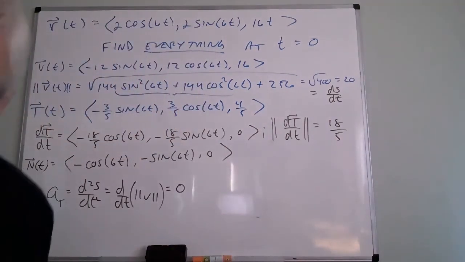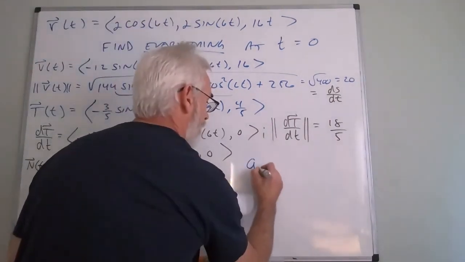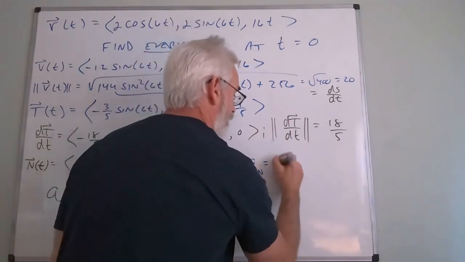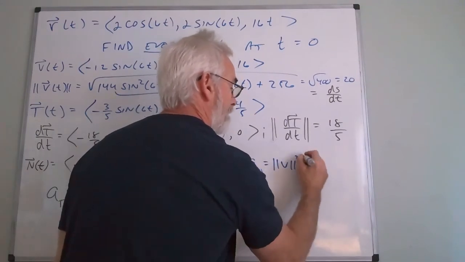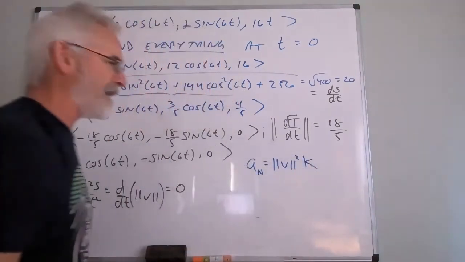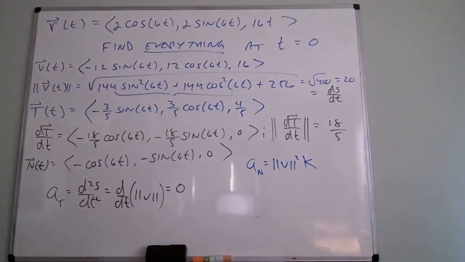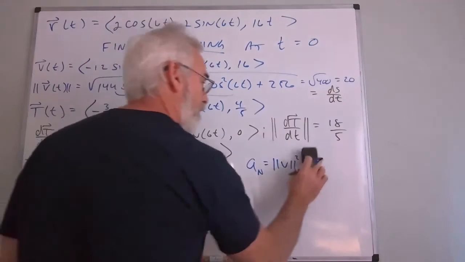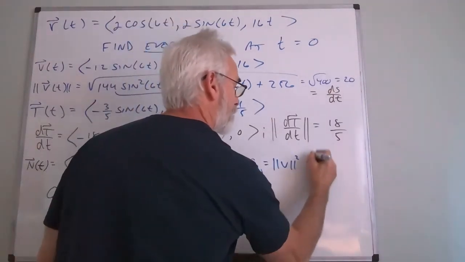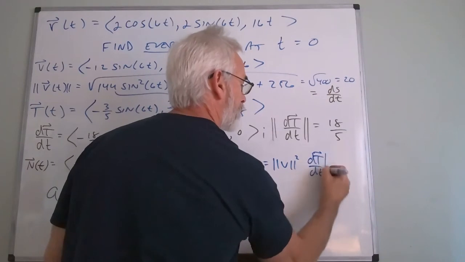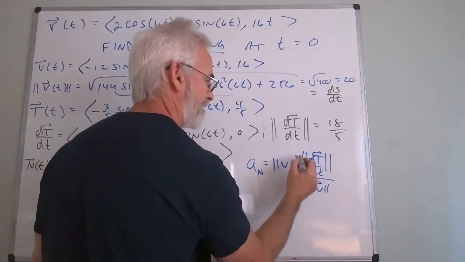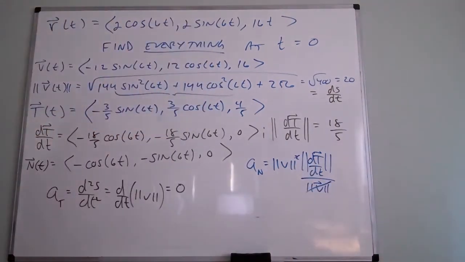There's a different color here. Remember what an is. An is the length, it's ds dt quantity squared, or you can just say length of v squared times curvature. But what's curvature again? Curvature was the length of dt dt, which we have right here, over the length of v. Oh, that means that one of them cancels. Oh, that makes it really easy.